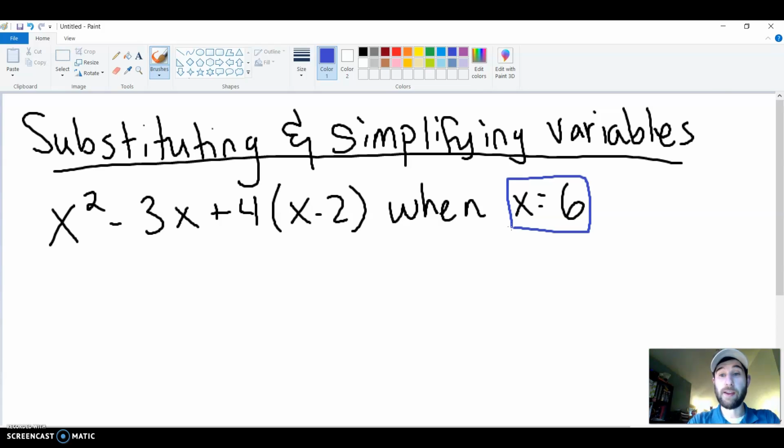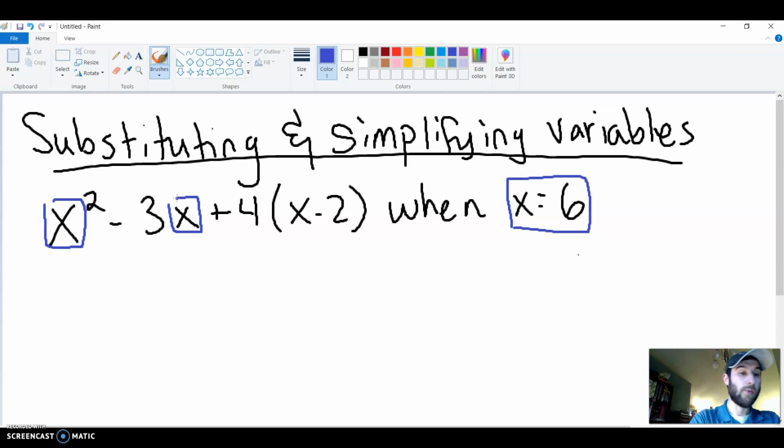What we're going to be plugging in is the number 6 everywhere we see an x. And so this x right here is going to be a 6. That means x squared is going to become 6 squared. And then right here next to the 3 is going to be a 6. Now that is going to be 3 times x. Even though that multiplication isn't written, that's still there. So that is going to turn into 3 times 6.